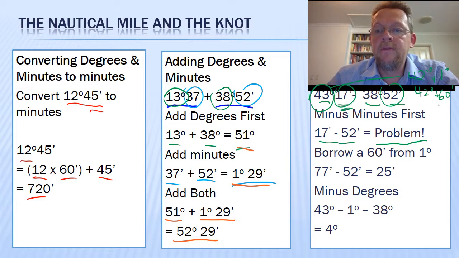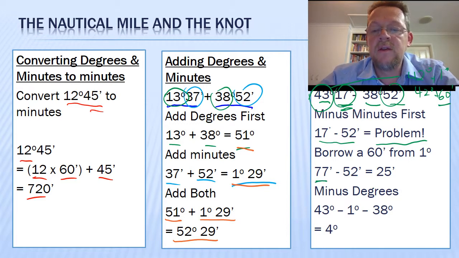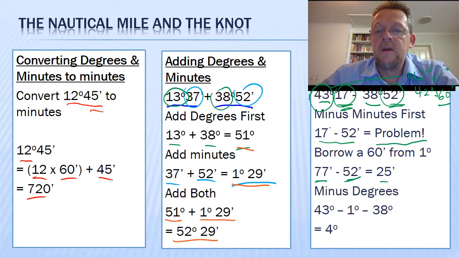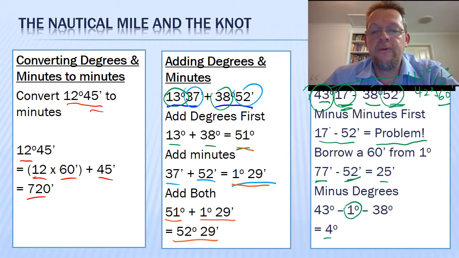So what we really have is that 60 plus the 17 to make 77 minutes. Now that's going to be quite easy. 77 take 52 will just be 25 minutes. So I've just got to remember to take off that 1 degree that I borrowed up here. So it's 43 degrees minus 1 degree minus 38 degrees, and that should give me a total of 4 degrees.